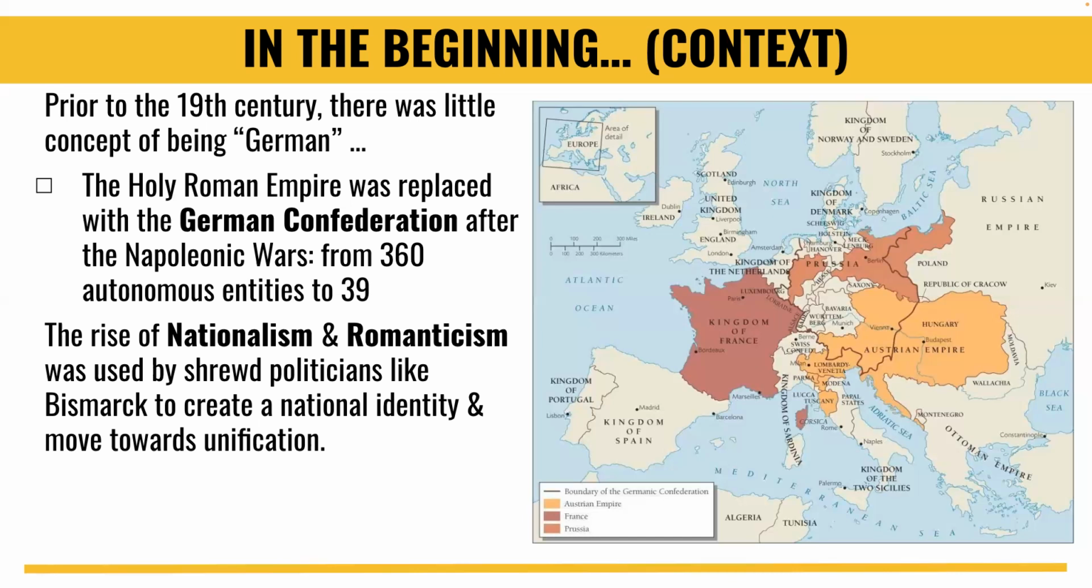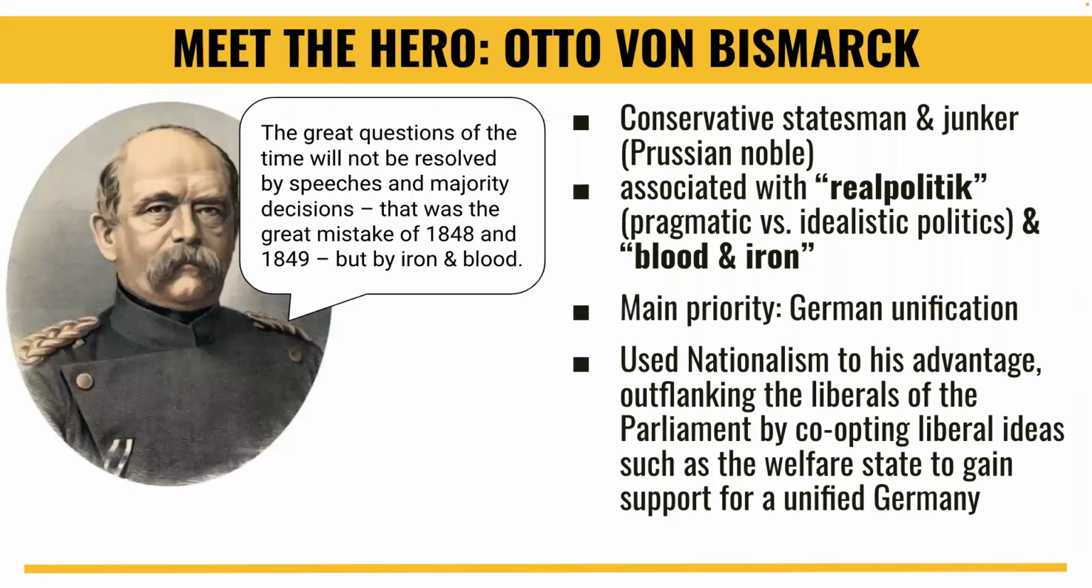So this German Confederation forms after, obviously, the Napoleonic Wars. And they're not yet unified, right? They're building a sense of nationalism. They're building a sense of culture until eventually someone will have to come around and bring them all together, which is going to be Otto von Bismarck.